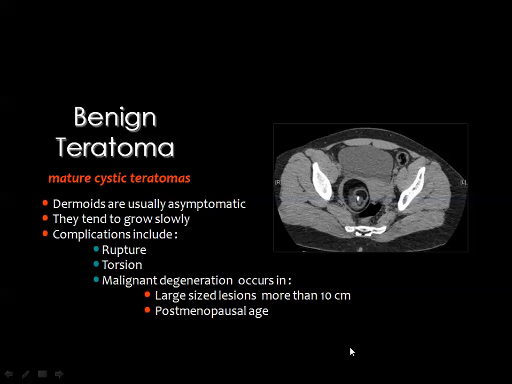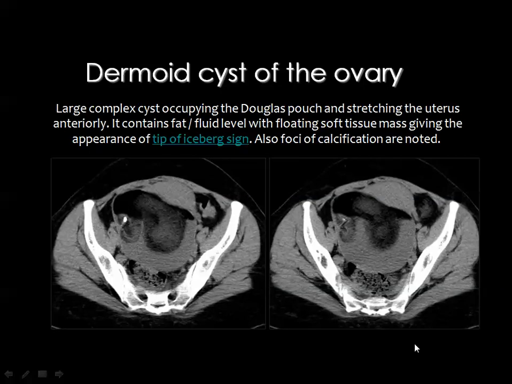And this is an ovarian dermoid cyst, which is seen on the right side containing the calcium component and the fat component. Most of the dermoid cysts are asymptomatic and they tend to grow slowly, but they may rupture, they may lead to ovarian torsion, they may undergo malignant degeneration sometimes.